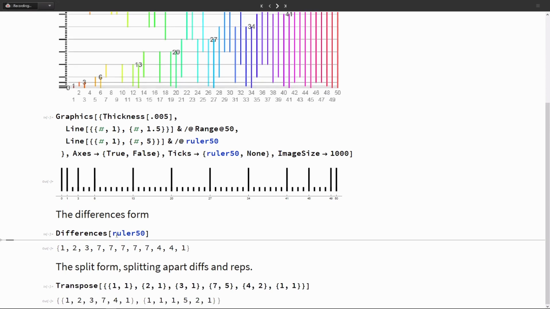The differences between the marks is this pattern here: 1, 2, 3, a bunch of 7s, 2 4s, and a 1. Well, we could represent that in what's called the split form. 1, 2, and 3 each occur once. 7 occurs 5 times, 4 occurs twice, and 1 occurs once. This sort of representation is very useful for sparse rulers because it's really pervasive how often these numbers repeat.